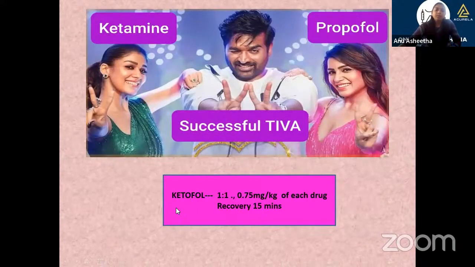So, ketofol. How do we use ketofol? It should be used in a 1:1 combination ratio. So 0.75 milligrams per kg of each drug should be given, and the recovery occurs after 15 minutes. This is because of the rapid elimination of the drugs.